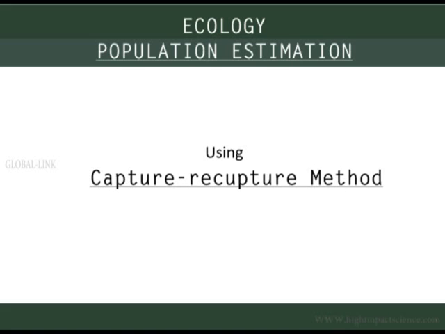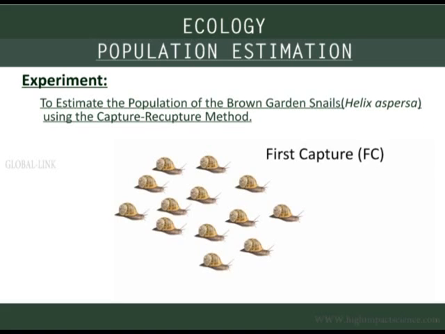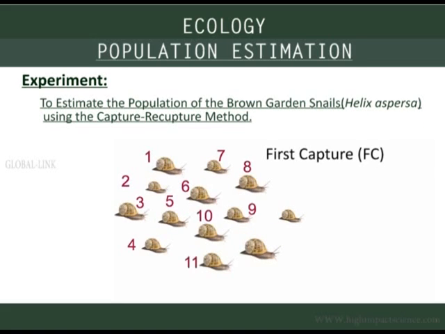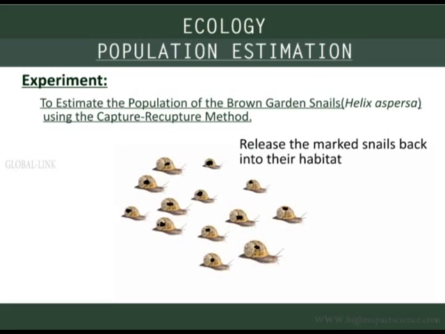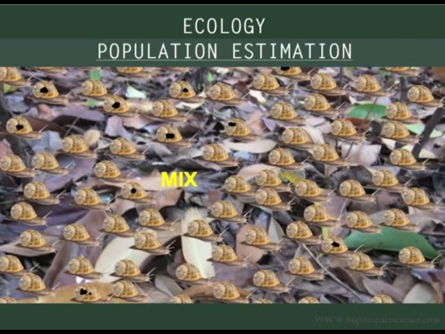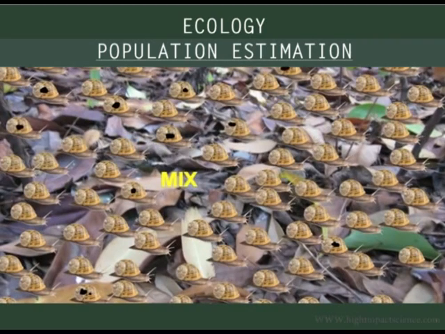In this experiment, we shall estimate the population of the brown garden snails, or Helix aspersa, using the capture-recapture method. So let's say this is our first capture. We have a total of 13 snails. We mark them. We choose a black mark. Remember, this mark should not harm the organism or make it conspicuous and vulnerable to predators. And then we release the 13 snails to freely interact with others in their habitat. We give them about 5 to 7 days to mingle in their habitat.